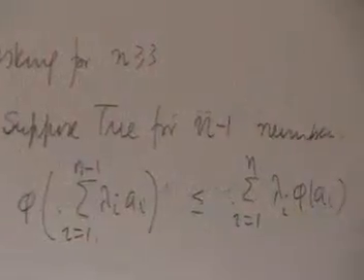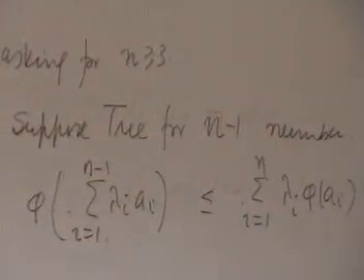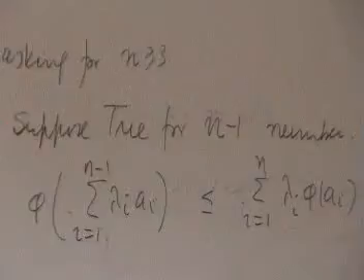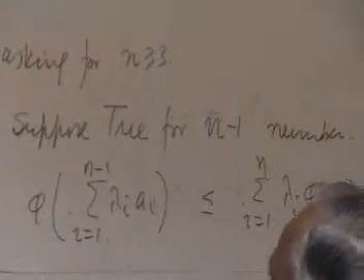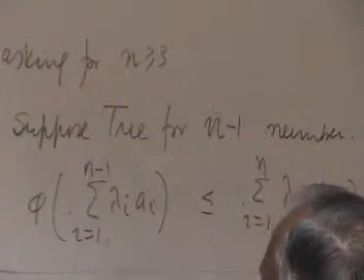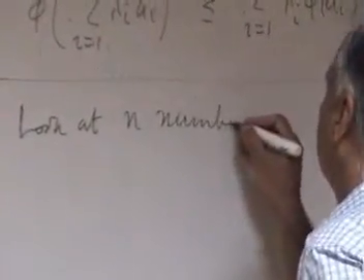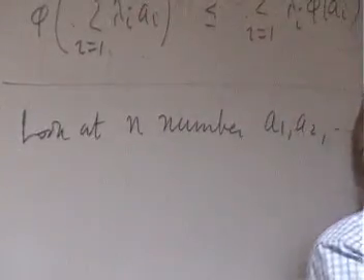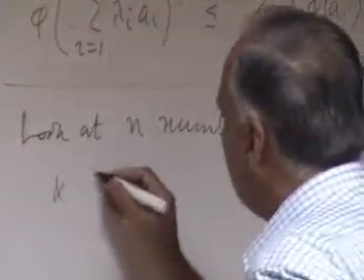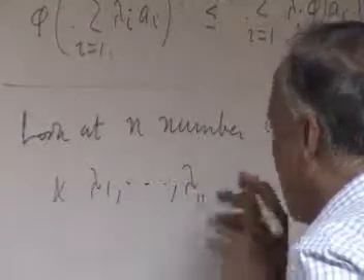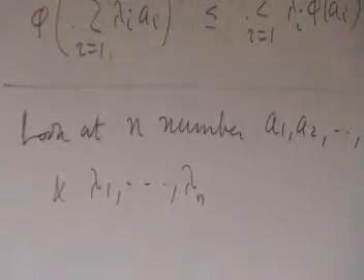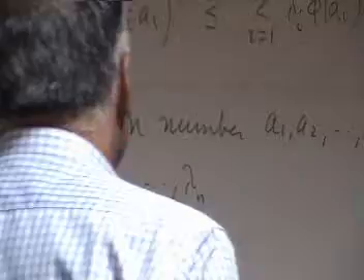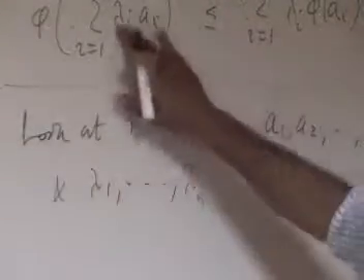Now what do I have about lambda 1, lambda 2, lambda 3, ..., lambda n minus 1? That sum must be equal to 1. But now I want to prove it for n numbers. Now look at n numbers, a1, a2, etc., an, and lambda 1, lambda 2, ..., lambda n. Now their sum is not lambda 1 plus lambda 2 plus up to lambda n minus 1 and then adding a new number. So let me write it this way.